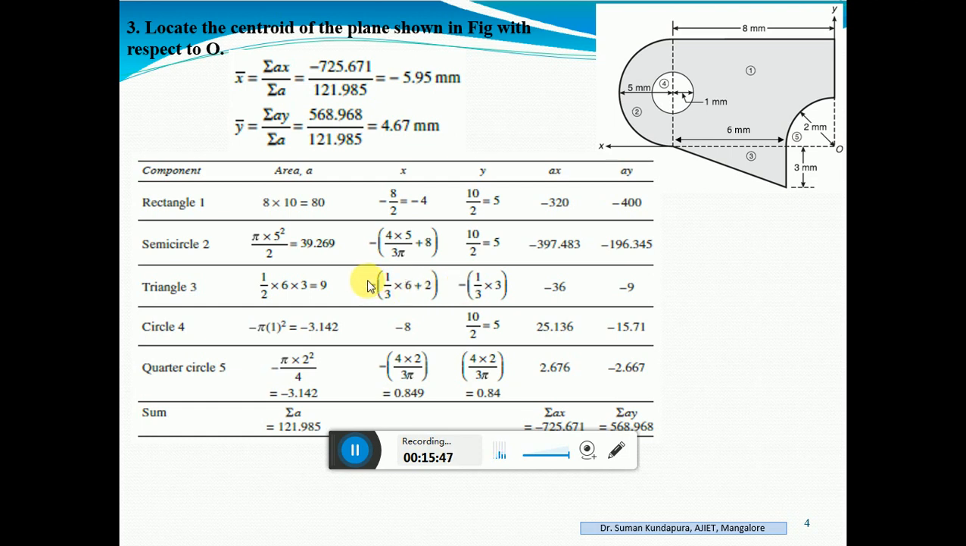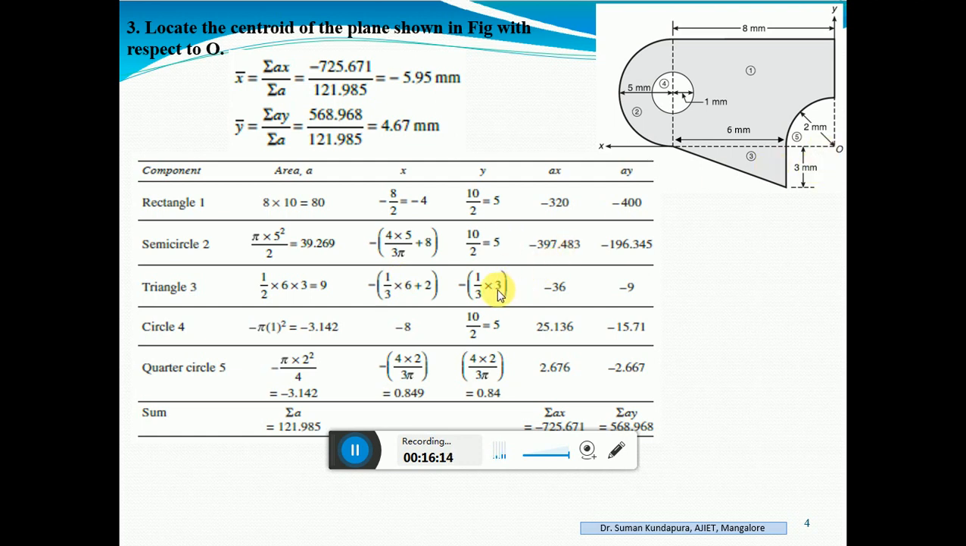So let us find out what is x. CG of the triangle will be somewhere here. So 2 plus 1/3 of 6, with a negative sign because it is in the negative x-axis. Correct? That side is the positive x-axis. This side is the negative x-axis. So it is a minus sign here.